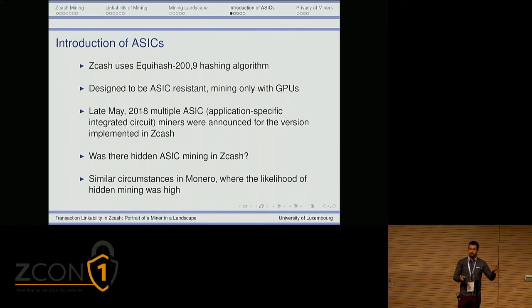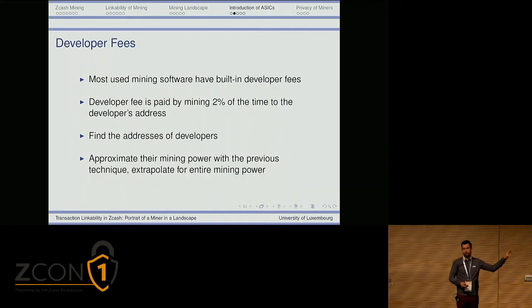To try to figure out whether this actually happened in Zcash, we found an interesting metric, which we will call developer fees.